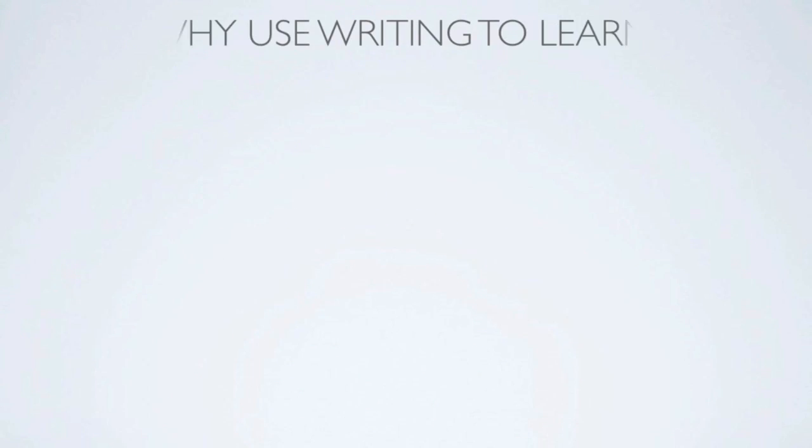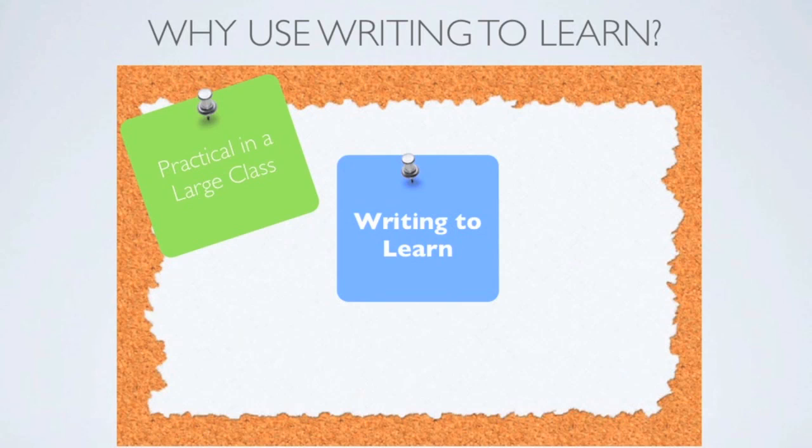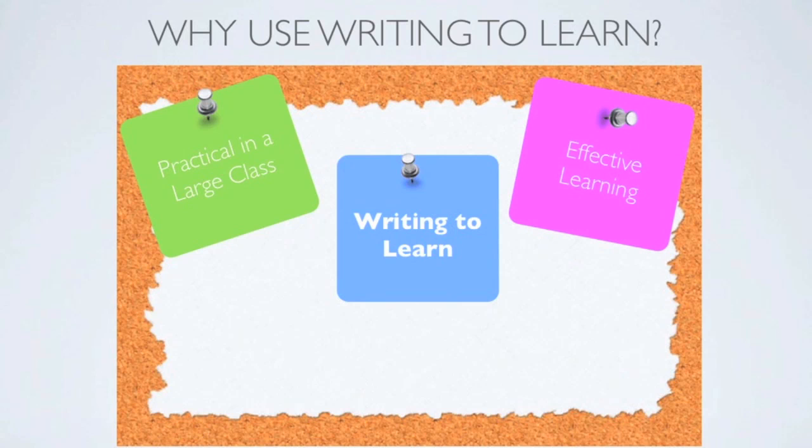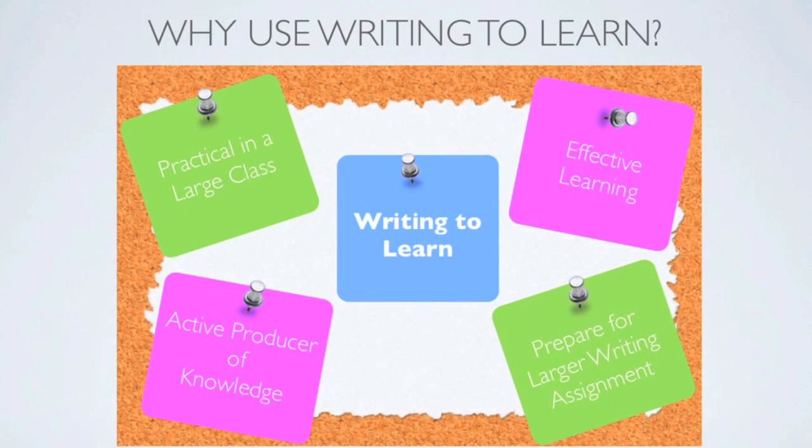There are also lots of good reasons for using these informal writing to learn assignments. They are often more practical in a large class than formal writing assignments would be. Frequent short assignments can help students learn more effectively than a single long assignment. Writing shifts students from being passive recipients of information to being active producers of knowledge. Informal assignments can help students prepare for longer assignments by practicing specific skills or exploring possible connections to be developed in a longer paper.